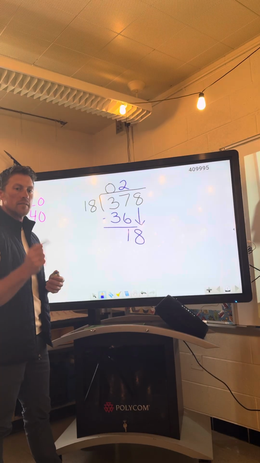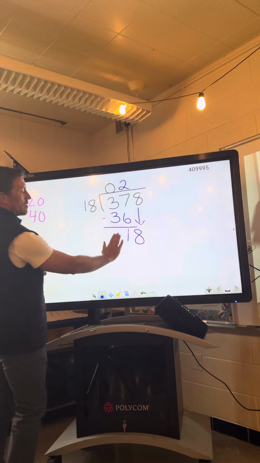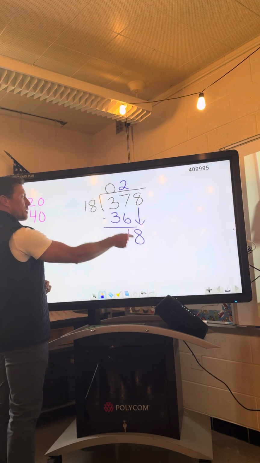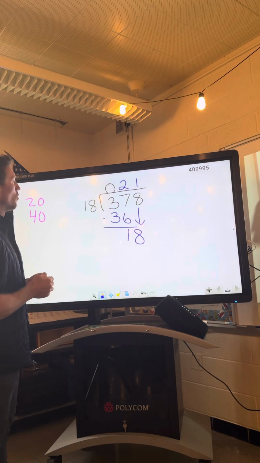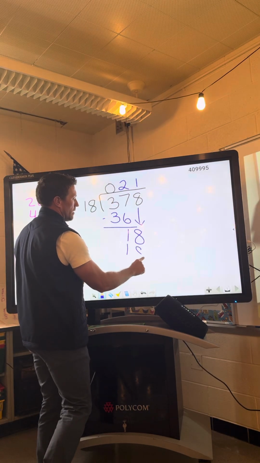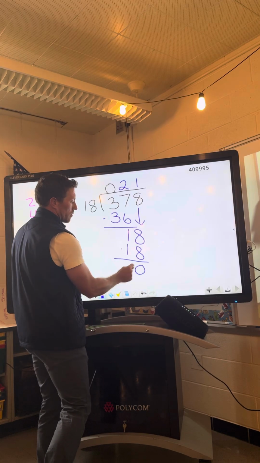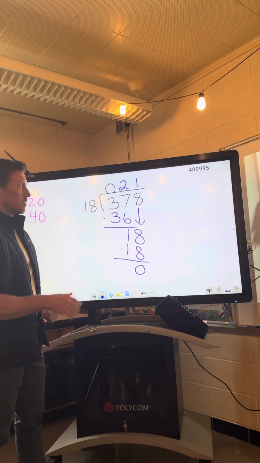I will divide, then multiply, subtract, and then bring it down. So now I have 18 divided by 18. How many times does 18 go into 18? Hopefully we can understand that it's just once. 1 times 18 is 18. 18 minus 18 is 0. There are no more numbers to bring down, so I am all done with this problem.